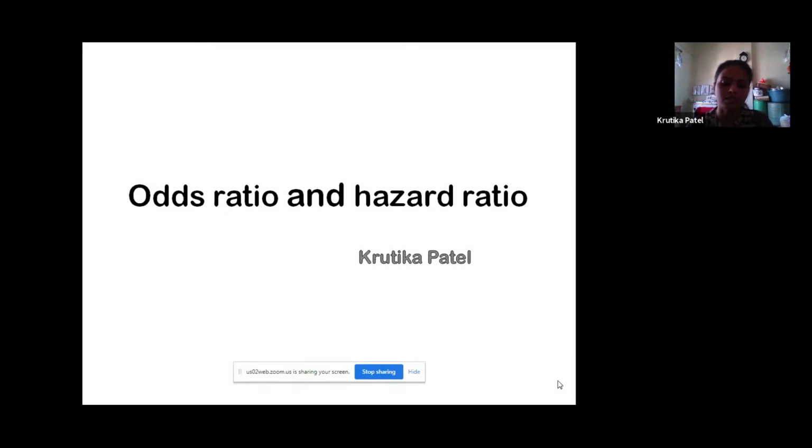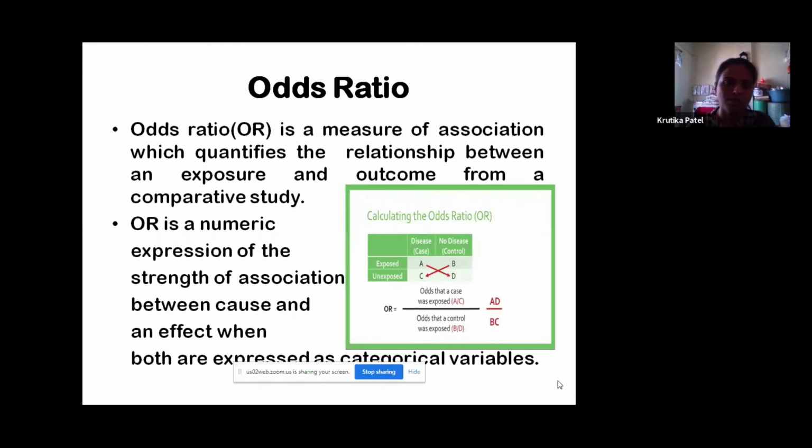Today my session is on statistics tests: odds ratio and hazard ratio. Odds ratio is a measure of association which quantifies the relationship between an exposure and outcome from a comparative study. When we are doing comparative studies like case control studies, we can see inside the table two groups, exposed and unexposed. The odds that a case was exposed upon the odds that a control was exposed is equal to AD upon BC.